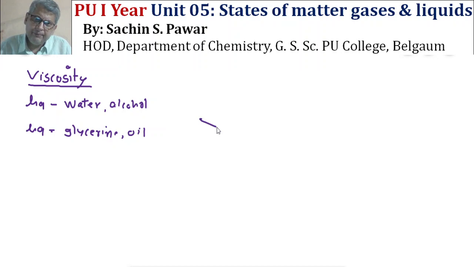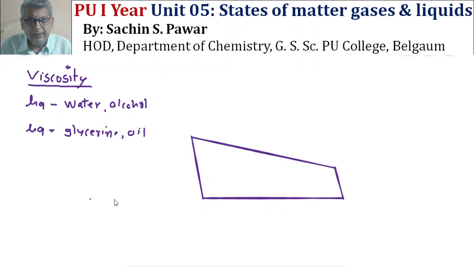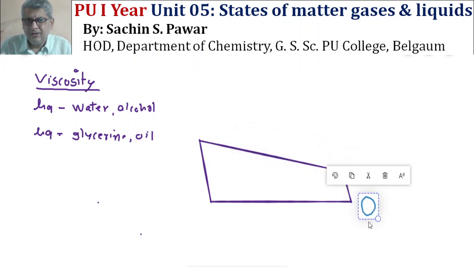Now if I have a slanting table here, and I drop a drop of water onto this, what's going to happen? This water particle will slide down and fall down.